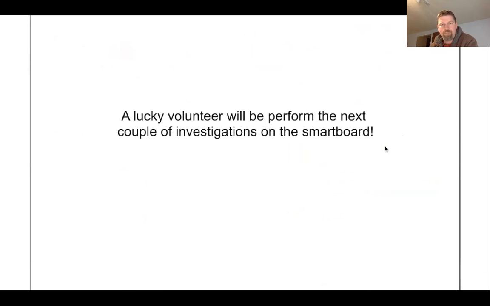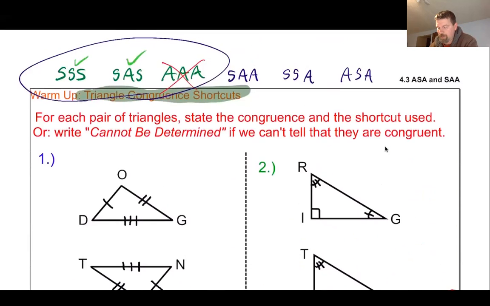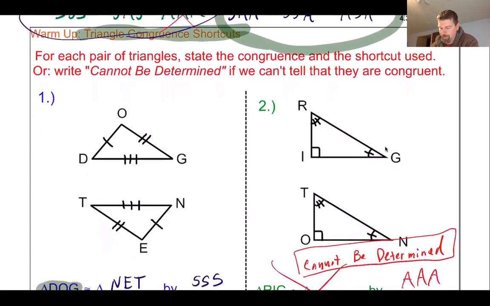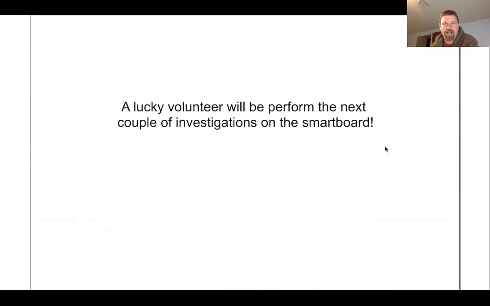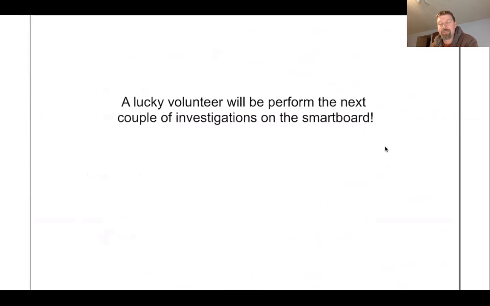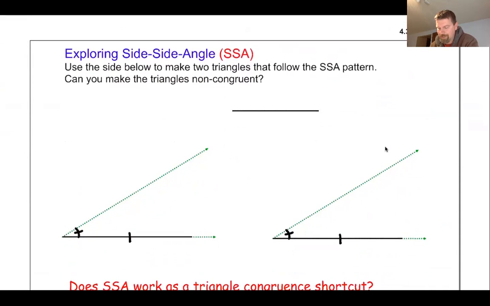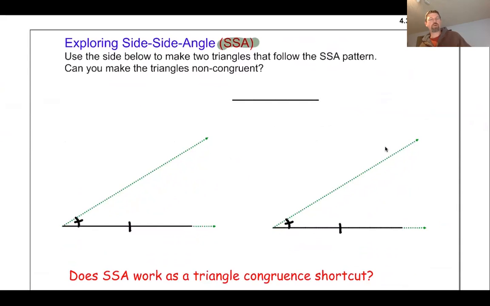All right. We're going to start exploring these other three options right there. And we're going to see which of those work and which don't. Normally in class, we actually have a volunteer do this, but I'm here by myself, so I guess I'll do it. So the first one we're going to explore is side, side, angle. So side, side, angle would be two triangles that have two sides that are congruent right next to each other and an angle on the outside.